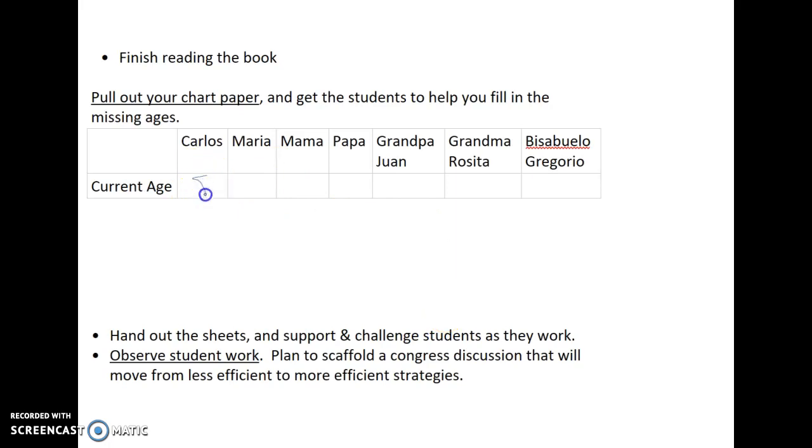What this should look like is that Carlos's current age is 8, Maria is 10, Mama is 33, Papa's 35. So they might remember this, they might not. You can always just open the book back to this page so that the kids can see the numbers again. Grandma Rosita is 57, and Bisabuelo Gregorio is 87, as we said.